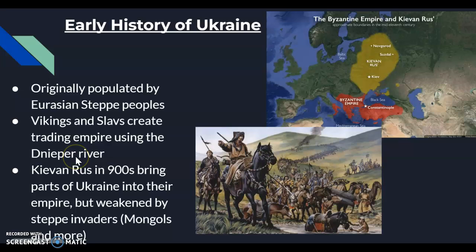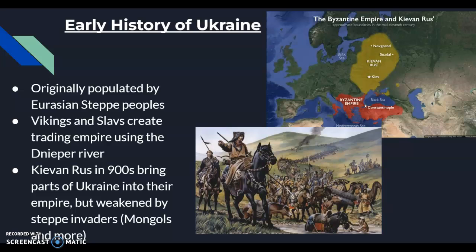Speaking of the Dnieper River, as we did previously, you'll see that it plays an important role in the history of Ukraine. Vikings and Slavs created a trading empire using the Dnieper River, so we can even see historically this is a valuable asset to the people of the region who would like to use the river for trade and transportation, as we still see today.